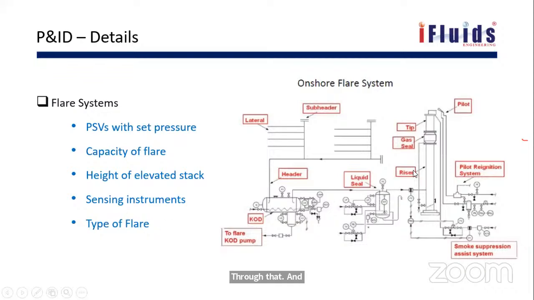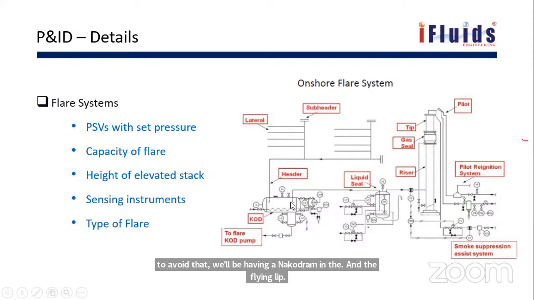And then the sensing instruments, if there are any, will be shown in the P&ID, and then the type of flare. This is the typical arrangement. So each flare system will have a knockout drum. The flare is meant to handle only gas, burning the gases only. So here we need only gas at the top. That means at 100 meter height, only gas should be burned. If liquid goes there, then fireballs will come out. To avoid that, we will have a knockout drum in the flare inlet to knock out all the liquids, so that only gas will go.